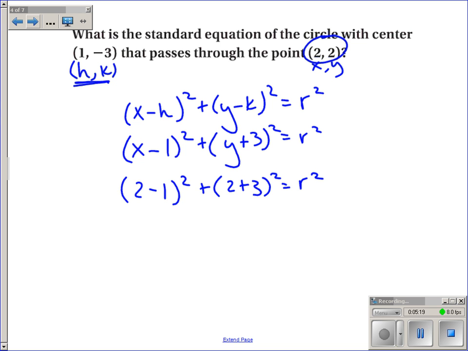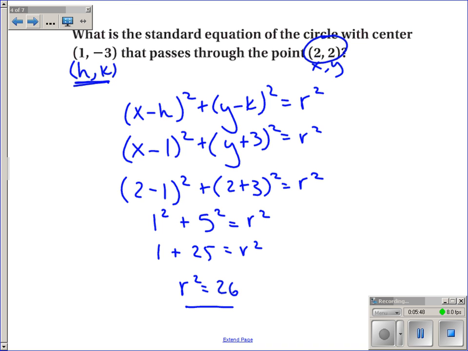Now, inside the parentheses, 2 minus 1 is 1. 2 plus 3 is 5. That's equal to r squared. So 1 plus 25 is equal to r squared. And r squared is equal to 26. Now, we could write that r is equal to the square root of 26, but since we're plugging it back into our formula that has r squared, I'm just going to leave it as r squared.